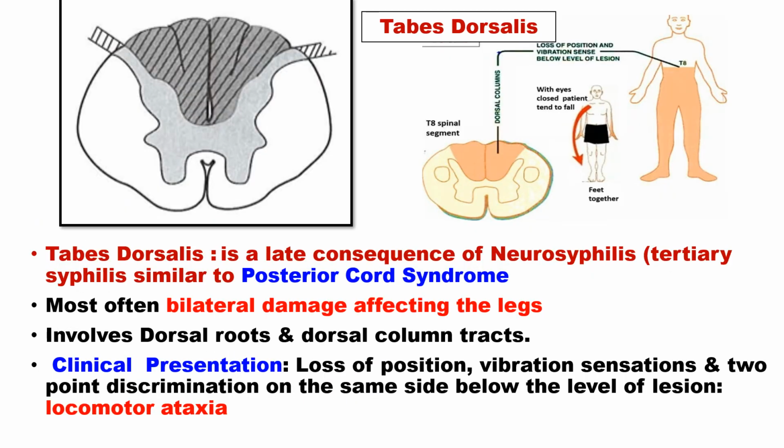Tabes dorsalis is a late consequence of neurosyphilis or tertiary syphilis. Its symptoms and signs are similar to the posterior cord syndrome. Most often it involves the dorsal roots and dorsal column, with bilateral damage affecting the legs. Clinical presentation involves loss of position, vibration sensation, 2-point discrimination on the same side below the level of lesion, locomotor ataxia.